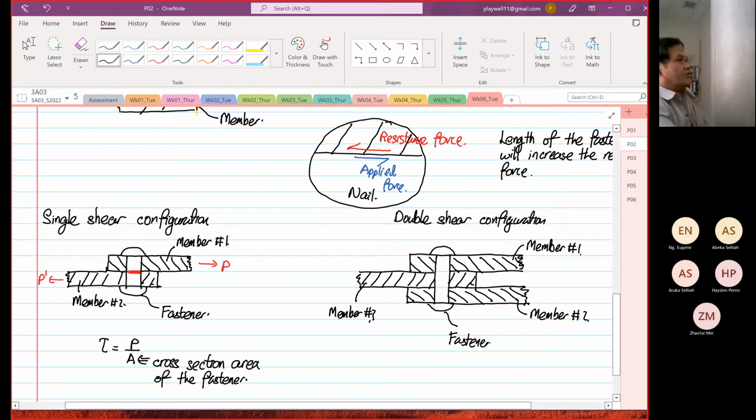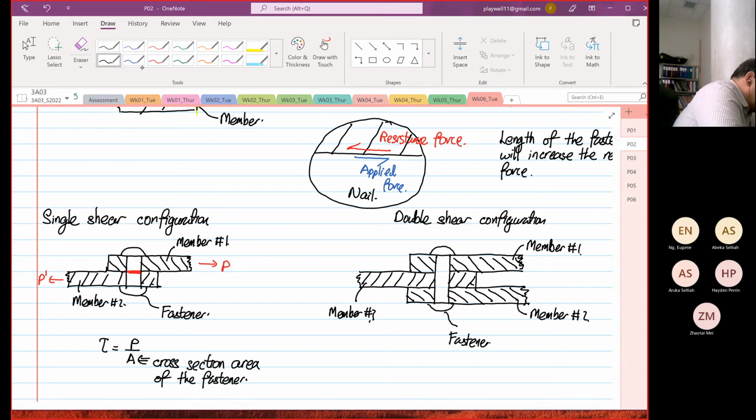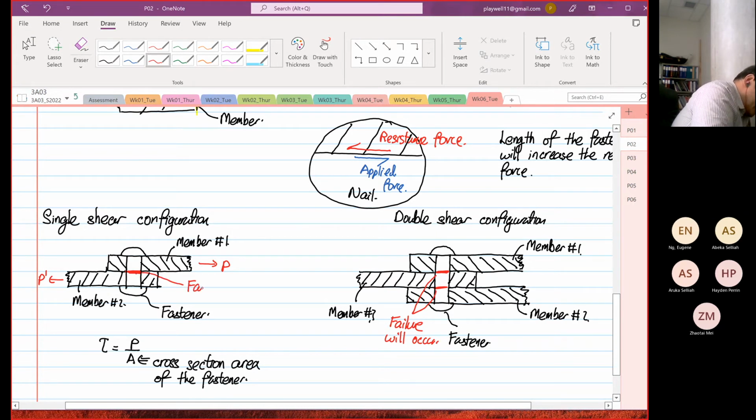Okay, and we are going to assume that failure will occur over here now. It will occur in the top part and over here. That's where failure will occur. Whereas this one, there's only one line or one area. It says failure will occur.